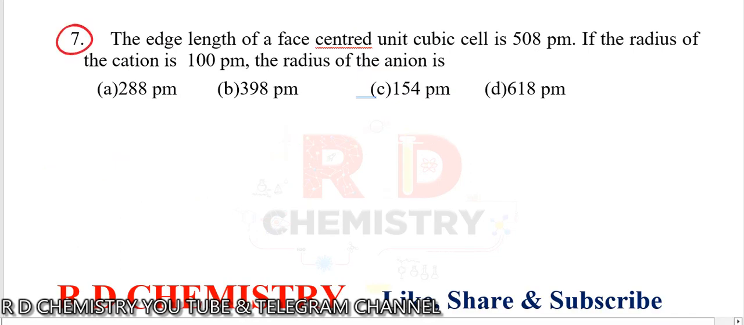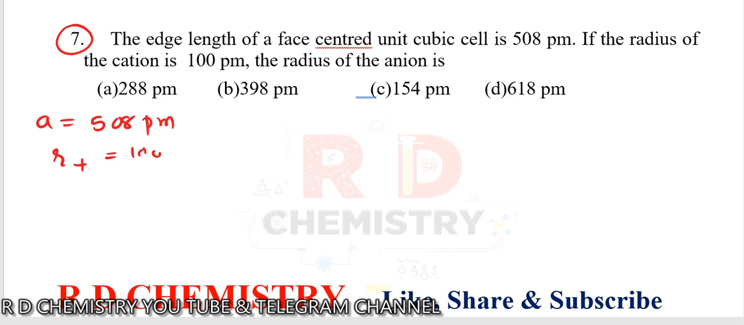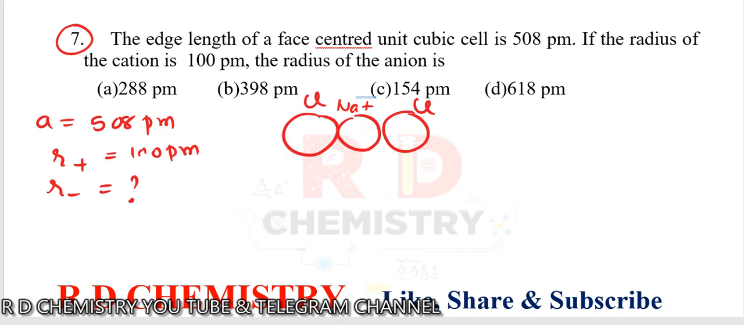Question number 7. Edge length is given, equal to 508 picometers. Radius of the cation is given, equal to 100 picometers. Then you have to calculate the radius of the anion. Take the example of sodium chloride. If there is a chloride, then alternatively there comes the sodium part. Then there is a chloride. Chlorides are there in the corners of the cube. Chloride to chloride distance is nothing but the edge length actually.